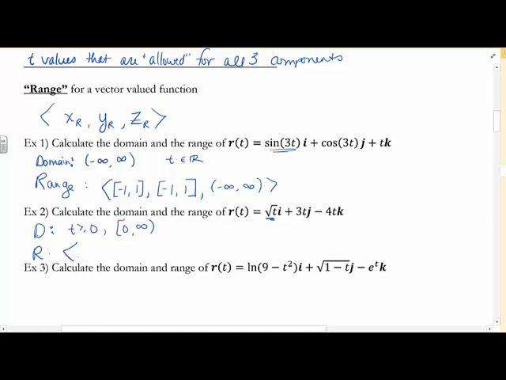And the range, let's see, well, the square root of t is going to be non-negative, so my range there is 0 to infinity. When I plug 0 to infinity in for 3t, I'm going to again get 0 to infinity. And when I plug 0 and infinity into negative 4t, I'm going to get negative infinity to 0 as an output. So again, your ranges are dependent upon your domain. So if your domain is restricted, your range may well be restricted too.